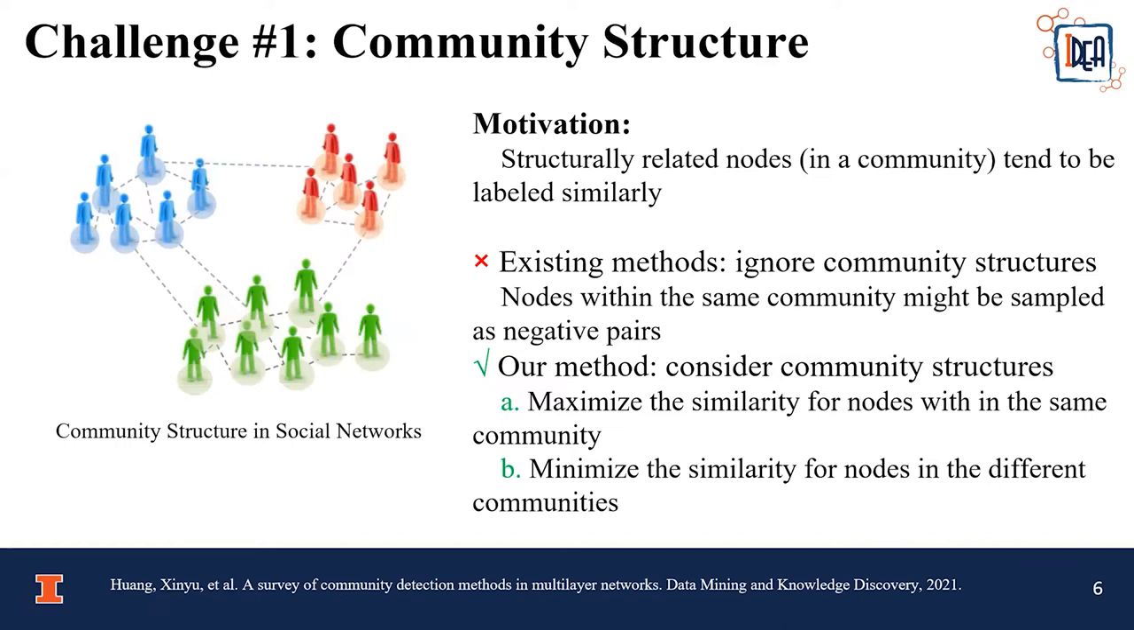In existing GCL methods, the nodes within the same community might be sampled as negative pairs and are forced to separate from each other in the representation space. So our method proposes to consider this kind of community structure by simultaneously maximizing the similarity for nodes within the same community while minimizing the similarity for nodes in different communities.